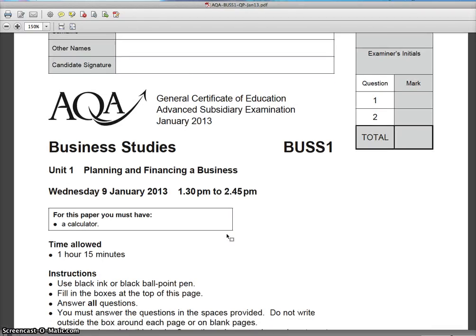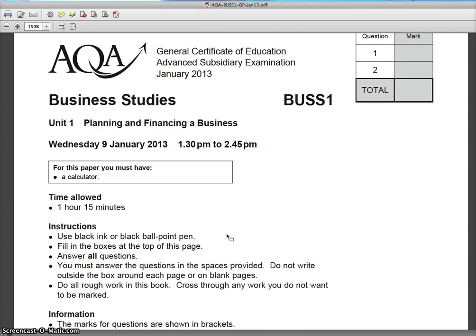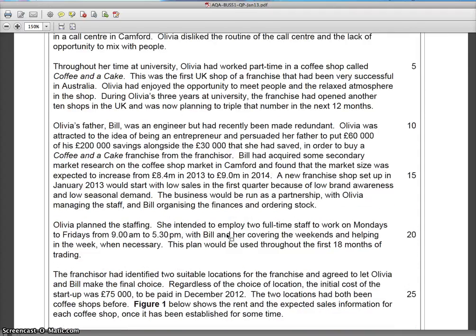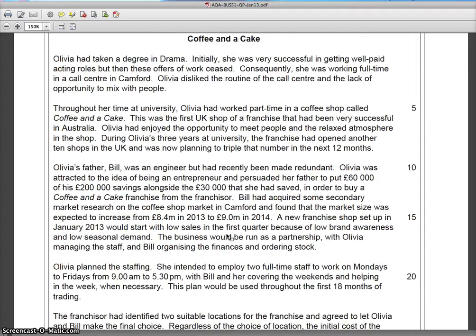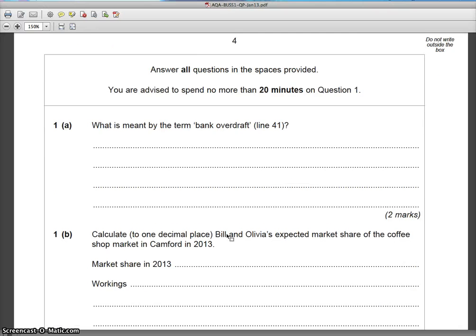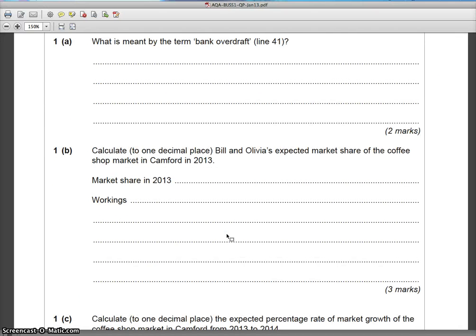Okay, so this is the case study here from January 2013, and it's called Coffee and a Cake, and we're all talking here about Bill and Olivia. Now if we scroll down to the question that we're looking at, it is 1b. Calculate to one decimal place Bill and Olivia's expected market share of the coffee shop market in Camford in 2013.